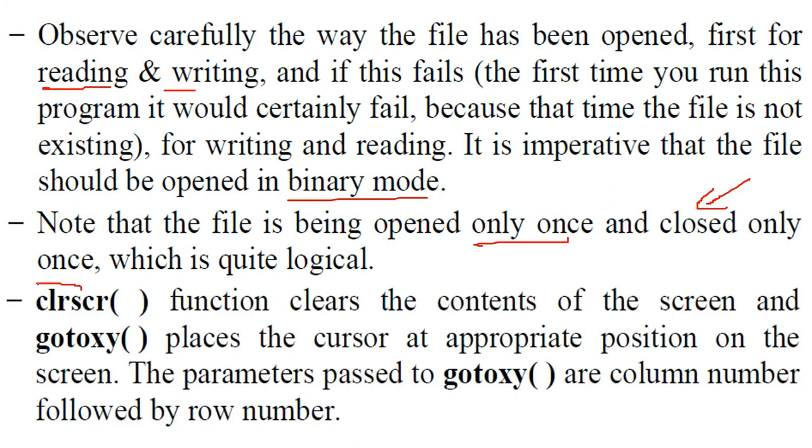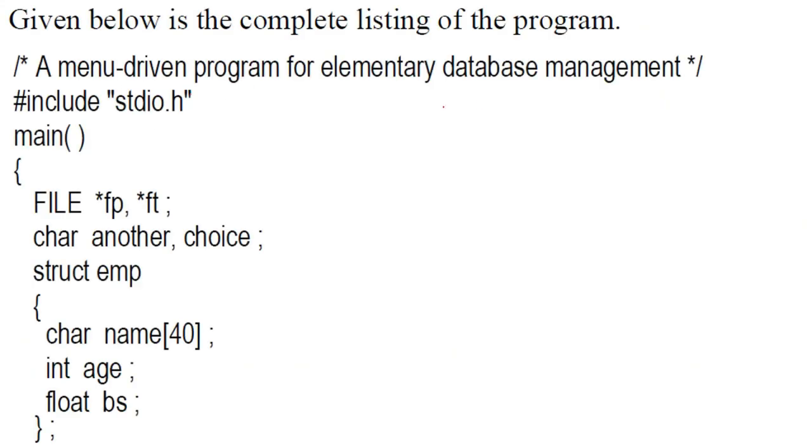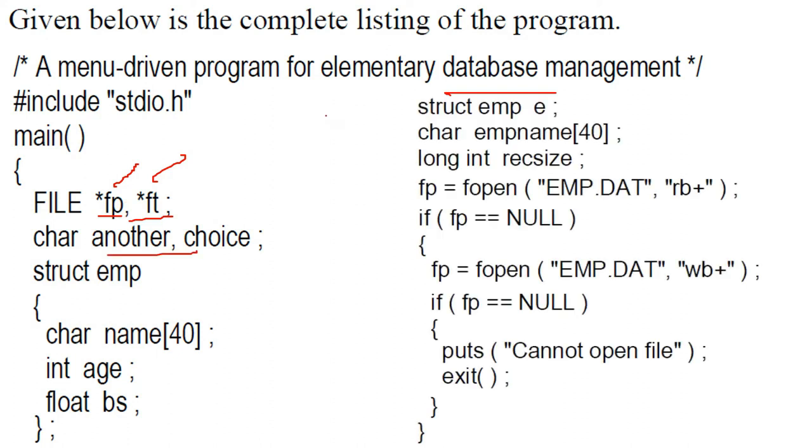We have some clrscr, gotoxy, meaning go to XY position. All these have been discussed already. So here is a complete listing of that simple database management program. We have two file pointers, fp and ft. We have some variables. We have a structure here, and this is a structure variable e.